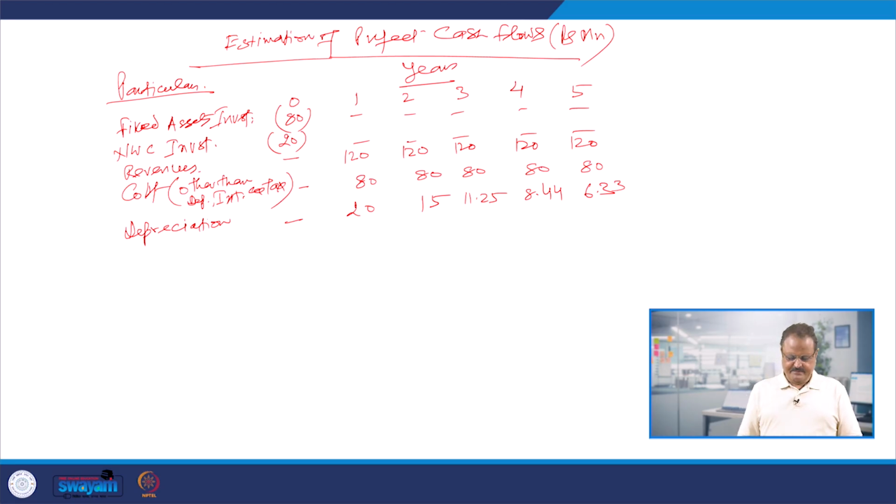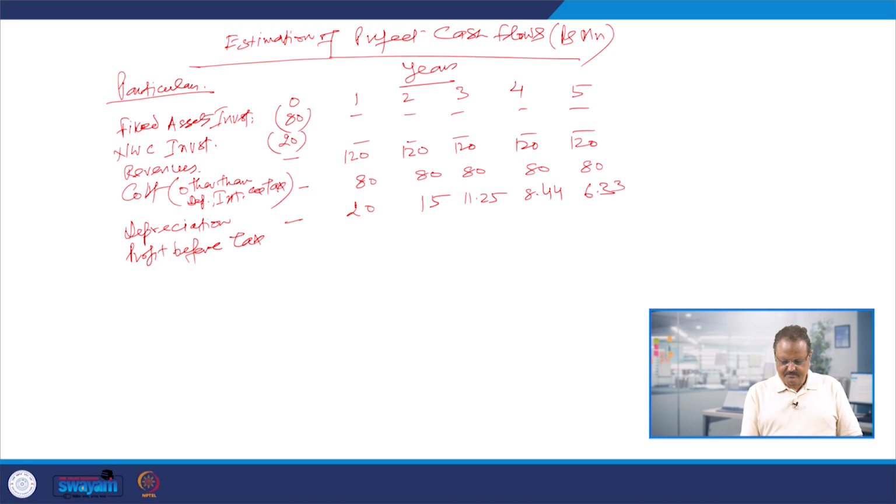Interest we will not subtract, right? Interest we will not subtract because these are the project cash flows for all the stakeholders, including the lenders also. So we will not subtract the interest here. So now we will calculate the profit before tax.